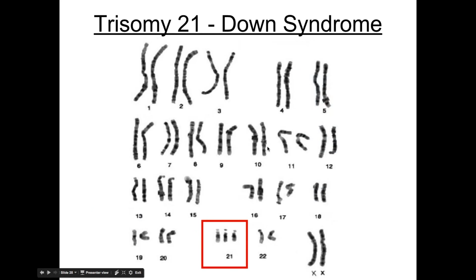So those are just examples of some genetic disorders, and we'll talk more about mutations and what causes them and other forms of them in a future class. But that just kind of gets us started.